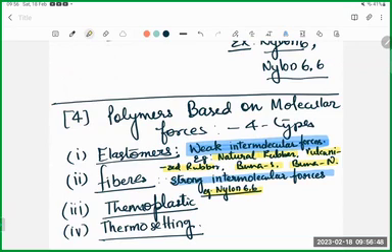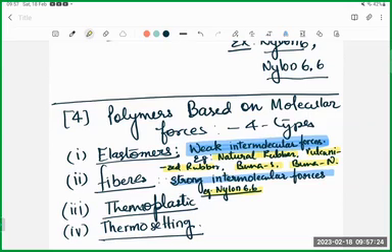Now let us go for the thermoplastic and thermosetting. What is the difference between these types of polymers? Basically, in the first structure, if you see, they are cross-linked between the chains. So you have seen the cross-linked network structure. When these polymers are heated, they become soft, and when they are cooled, they become hard. That is the most important property of the thermoplastic.